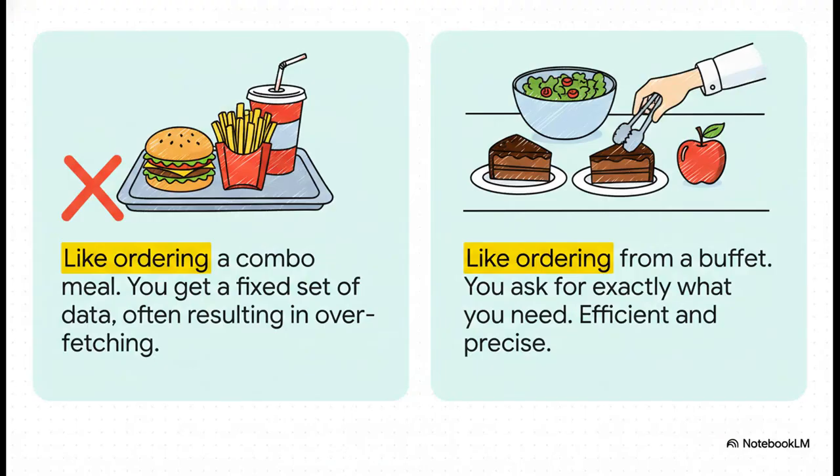So what's the fix? I absolutely love this analogy. Think about a classic REST API like ordering a combo meal at a fast food joint. You get the number 3. It comes with the burger, the fries, the drink. That's it. You get what's on the menu, even if you didn't really want the fries. But GraphQL is like a buffet. You grab a plate, you walk the line, and you pick exactly what you want. A little of this, a lot of that, no more, no less.